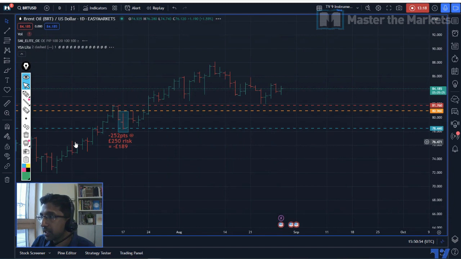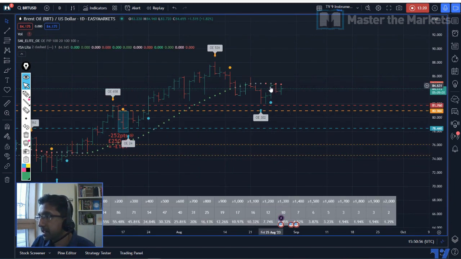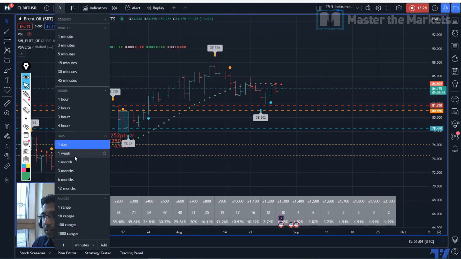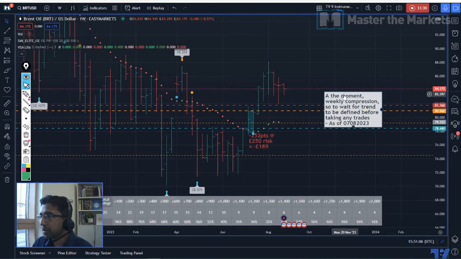If I go on the daily time frame, I did get a confirmation of the bottom, but I would take a step back from that and see how that moves on the weekly before I take any positions. Okay, so I will just update this for now.